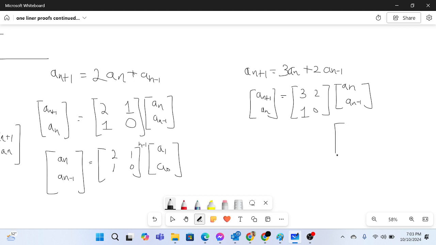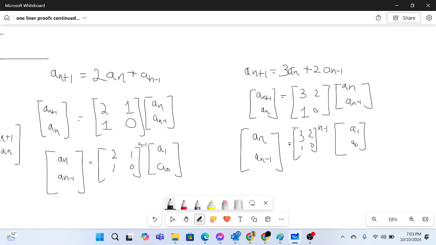Now if you want to solve for the nth term using the first 2 numbers of the sequence, [a1, a0], you can multiply this by [[3,2],[1,0]] raised to the power n minus 1 to get a(n) and a(n-1).